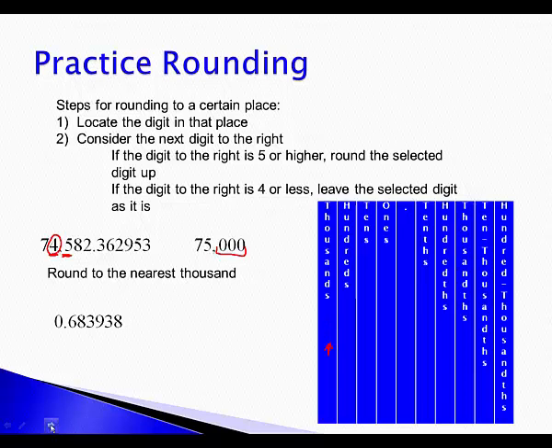Another ugly decimal here, and this time I want to round to the nearest hundredth. Well, let me remind you, right here is tenth, right here's hundredth. That's my selected digit right there. I look to the right of it, and this one's going to tell me what to do. If it is 5 or higher, I round up. If it is 4 or less, I leave the digit as it is. Because the 3 is 4 or less, the 8 will stay exactly like it is, and so I will get 0.68.